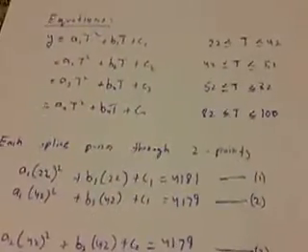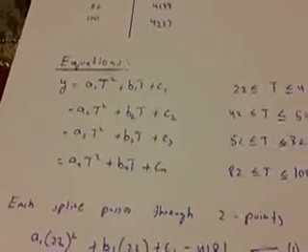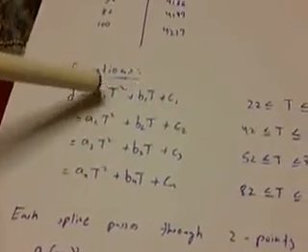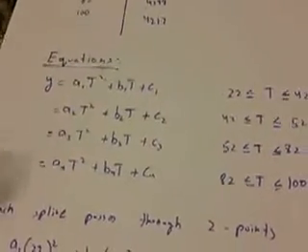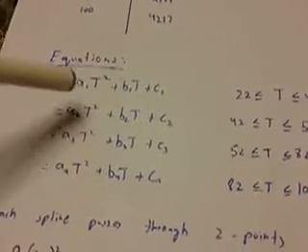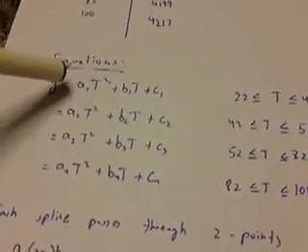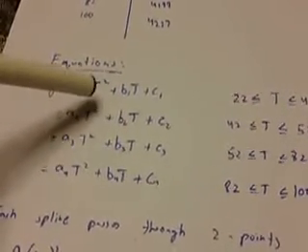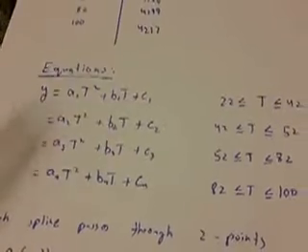Now, how do we form these equations? Well, as you know, the derivative of an equation is basically equal to the slope. So let's say we have this equation over here. We're gonna take the derivative of it. So the derivative of this equation is going to be 2a1t plus b1. Since c1 is a constant, it equates to 0.